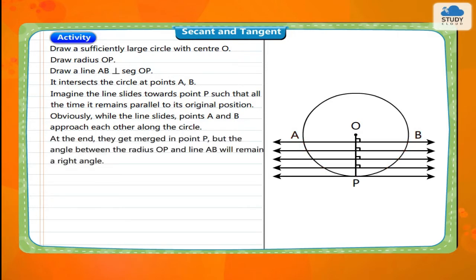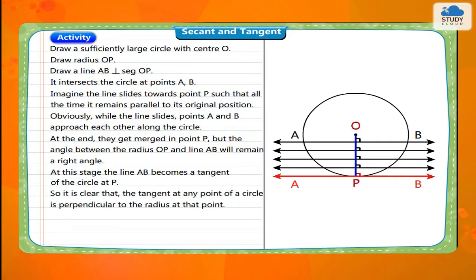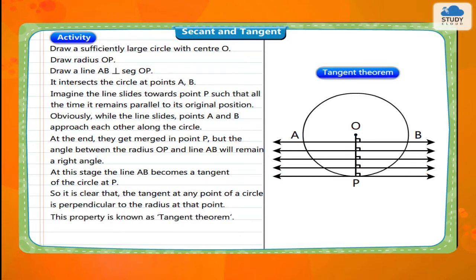At the end, they get merged in point P, but the angle between the radius OP and line AB will remain a right angle. At this stage, the line AB becomes a tangent of the circle at P. So it is clear that the tangent at any point of a circle is perpendicular to the radius at that point. This property is known as tangent theorem.